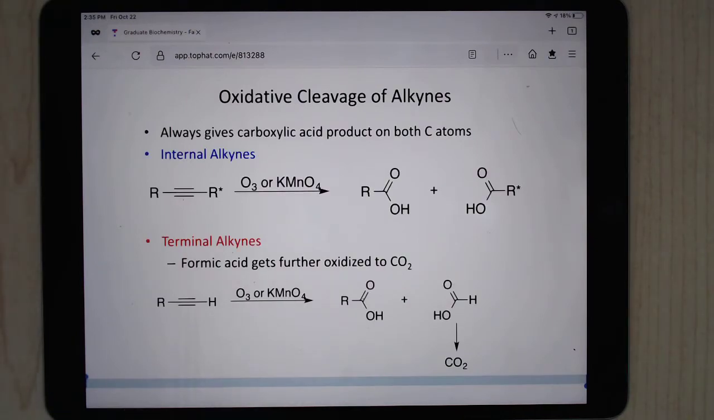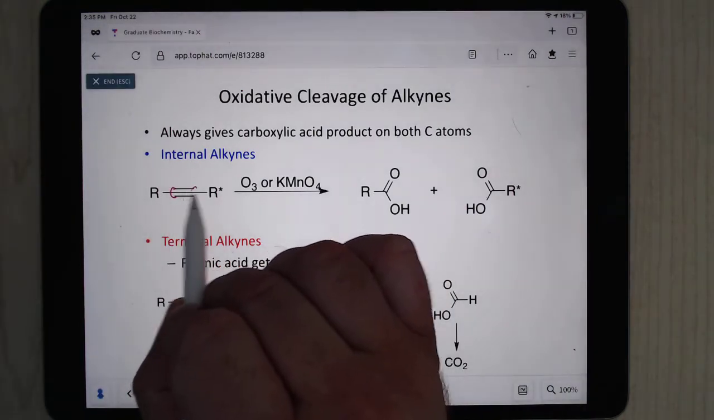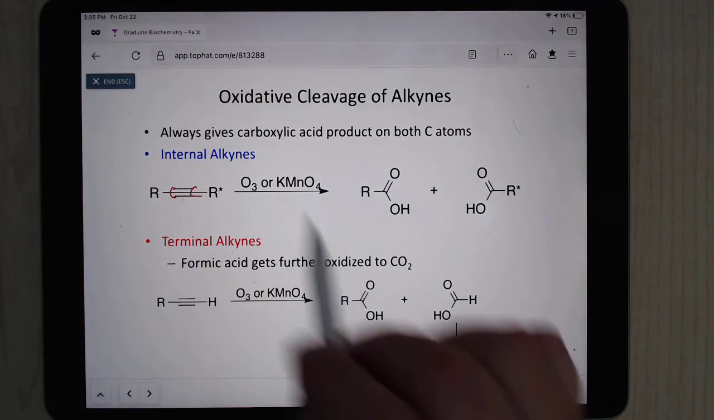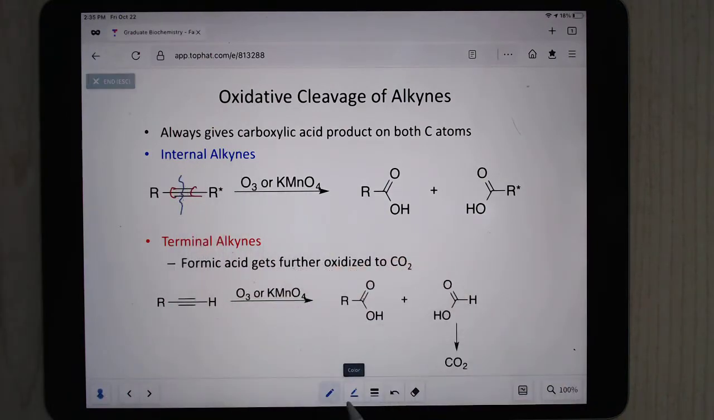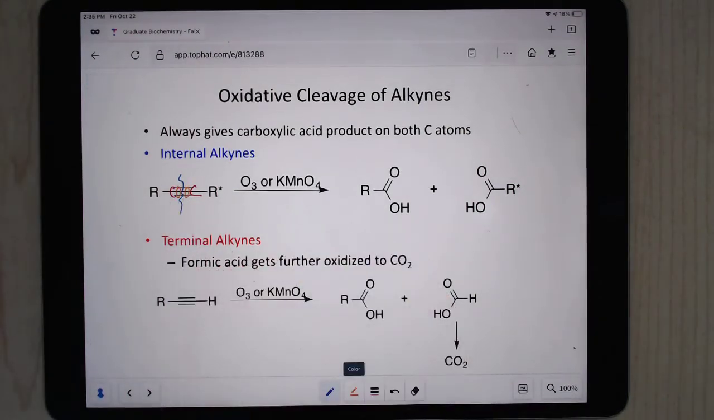Now, with oxidative cleavage of alkynes, for the alkenes we had our carbon right here, and then we would slice it, and then we would end up putting an oxygen here and an oxygen here. This is exactly the same thing as what we're doing with alkynes as alkenes. However, with an alkene, remember we ended up with a C double bond O because we started with a carbon-carbon double bond, so each side is going to be a carbon-oxygen double bond.